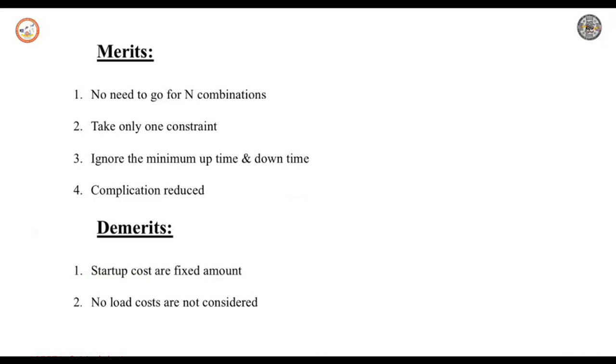The demerits are, first, startup costs are taken as a fixed amount, but in actual practice the startup costs are not fixed, they vary in nature. That is one of the demerits. And no-load costs are not considered. If the generator is running without supplying any load, there will still be a cost that we should consider in actual practice, but in this method it is not considered. That is one of the demerits.